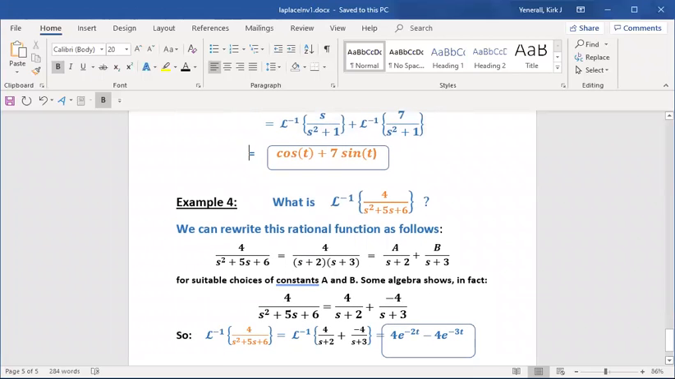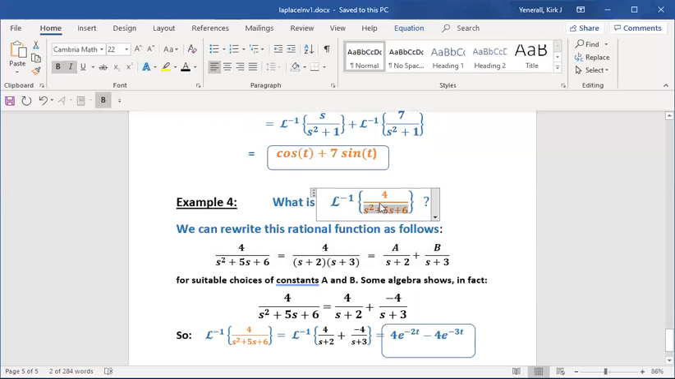If we wanted to find what the inverse transform of the rational function 4/(s² + 5s + 6) was, well, we might realize that the polynomial in the denominator of the rational function can be factored. s² + 5s + 6 can be factored into (s + 2)(s + 3).